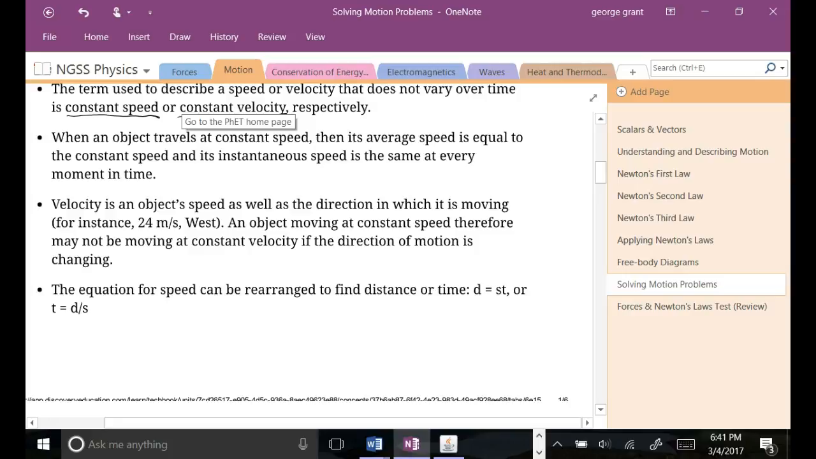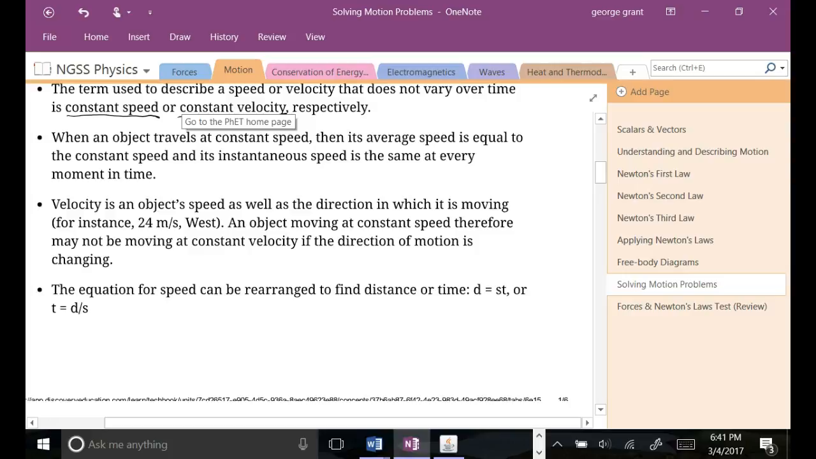Velocity is an object's speed as well as the direction in which it is moving. 24 meters per second west is a velocity. 24 meters per second would be a speed. An object moving at constant speed, therefore, may not be moving at constant velocity if the direction of motion is changing. Something moving at a constant speed but in a circle would have a changing velocity, right? Because the direction would be changing even though the speed is not.